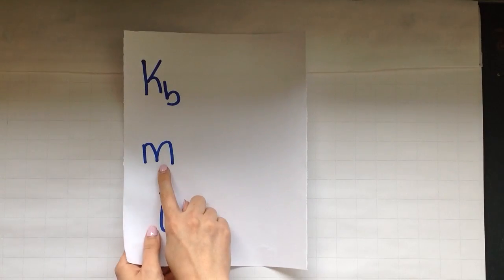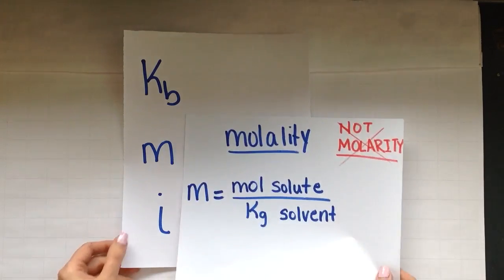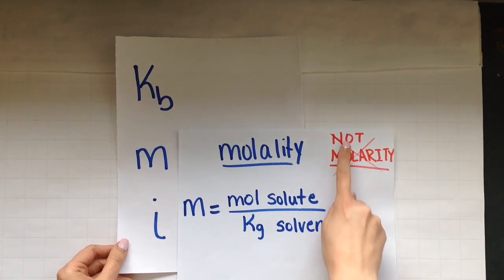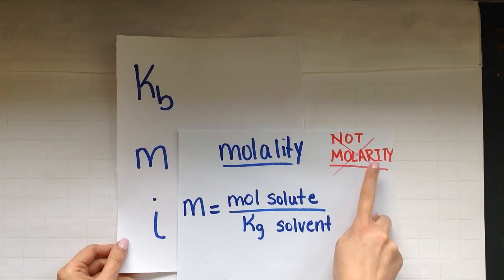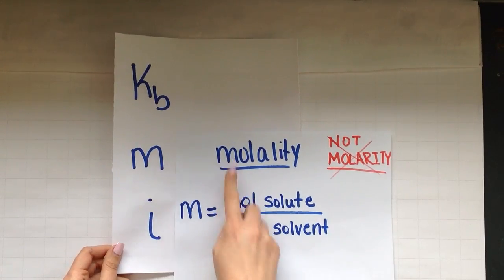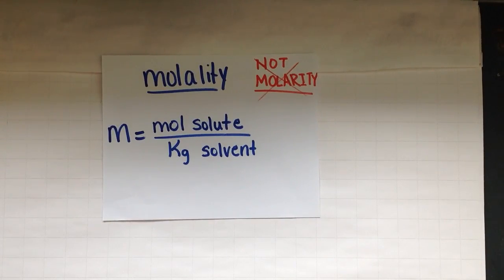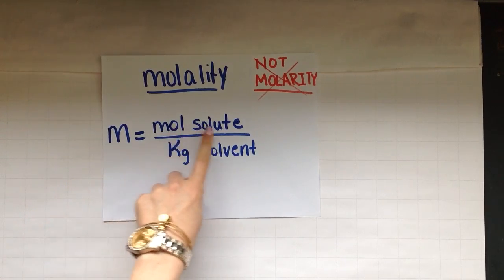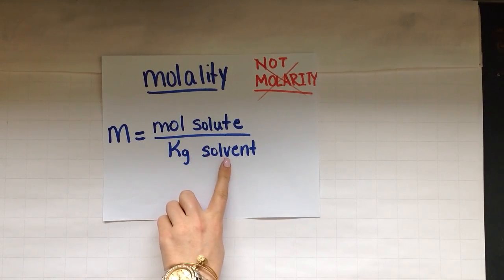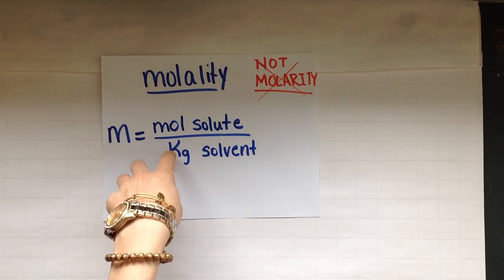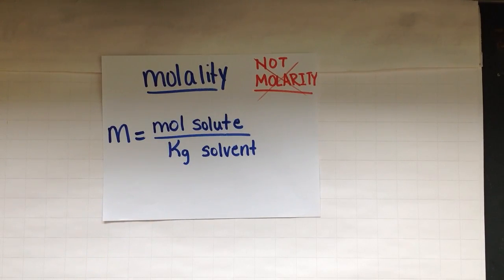Okay? Next, little m. So little m stands for a new term, which is molality, not molarity. So be careful, little m, molality. Don't get it confused and don't write an uppercase M. Molality is just another way to talk about the concentration of a solution, except it is moles of solute over kilograms of solvent. This specific equation you will have to memorize.